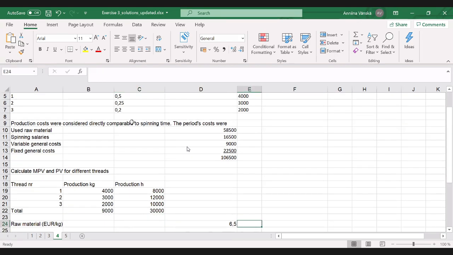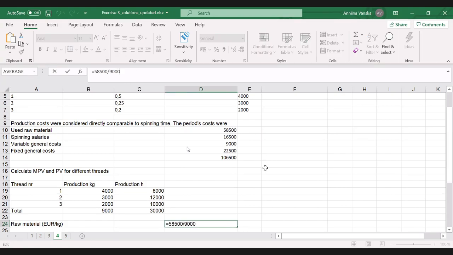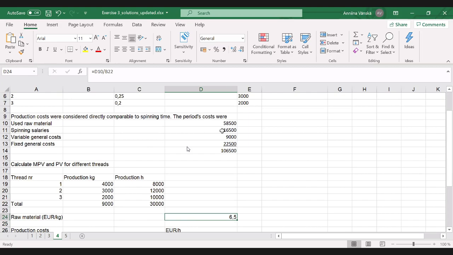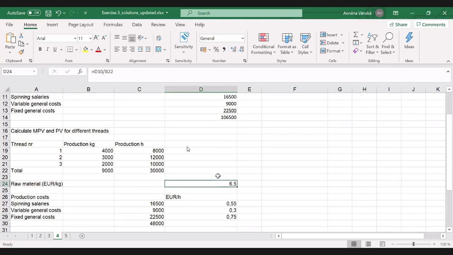Raw material. We had here the used raw material, 58,500, and I actually do it this way so it's easier to know where the figures are coming from. So on average, it makes 6.5 euros per kilo. Production costs.